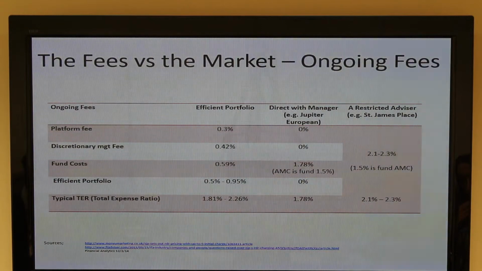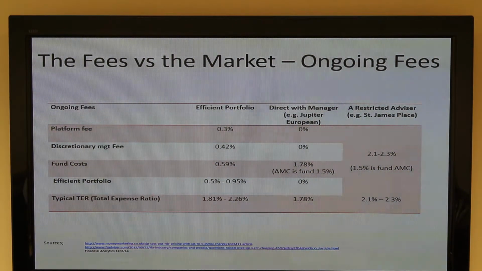This Portfolio Metrics, which are the discretionary manager, charge 0.42%. That's actually 0.35 plus VAT. The underlying fund costs of a typical portfolio, we pick a midpoint risk portfolio, but that's very similar to where you are, is likely to be around 0.59%, but of course that varies as the fund manager changes it. And then finally, you've got our charge. Now, depending on the level of service you want from us, that will vary between 0.5% and 0.95%.